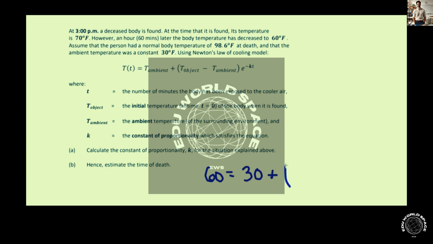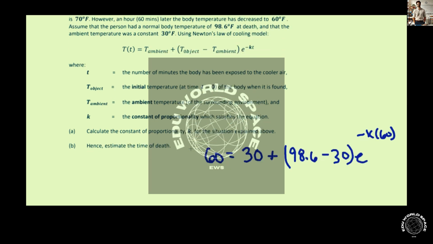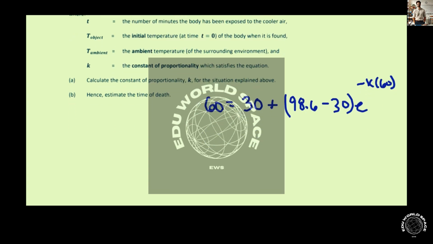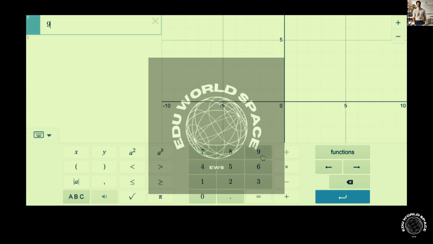The temperature of the object is the ambient plus the initial temperature, 98.6, minus the ambient, times e to the negative kt, and we know that this took 60 minutes, so we can substitute that for t, and we have to solve for k. Start by subtracting 30 from both sides. We'll get 30 equals 98.6 minus 30, and 98.6 minus 30 is 68.6.